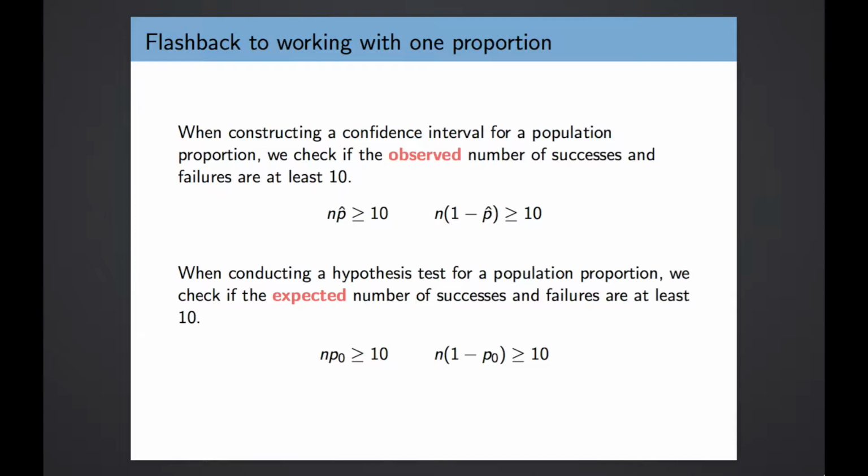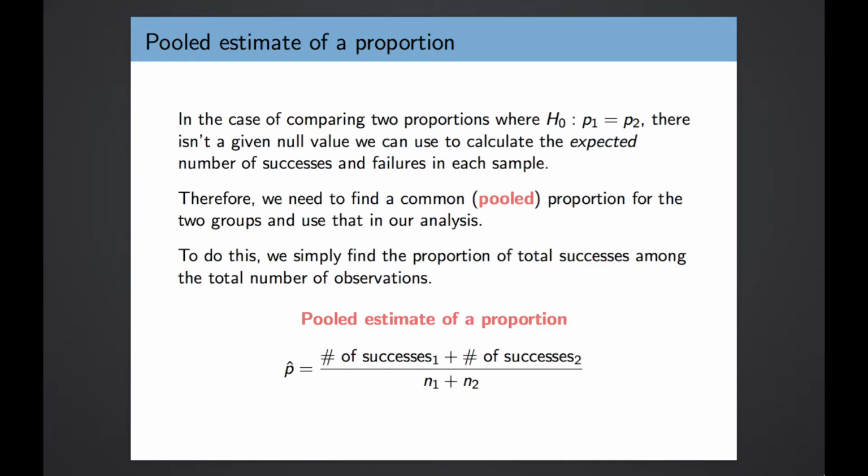So when we worked with one proportion, we wanted to make sure that the observed number of successes and failures were at least 10. And when we did a hypothesis test, we wanted to make sure that the expected number of successes and failures were at least 10. So now let's talk about how we are going to build on that to work with comparing two proportions. When we were doing a hypothesis test with a single population, we would have hypotheses like the proportion in the population in this particular category is equal to 0.8. So we would have this value p, 0.8, that we could use to calculate our expected numbers of successes and failures when we did our hypothesis test.